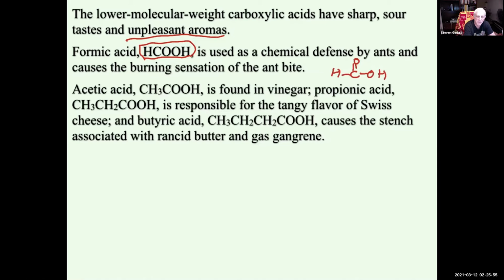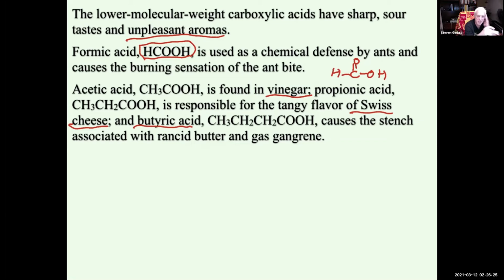Acetic acid. This is vinegar. It's found in vinegar. This is ethanoic acid, 2 carbons. Propanoic acid is 3 carbons. And that's that real tangy flavor you get with Swiss cheese, that smell you get sometimes with Swiss cheese. Butyric acid, which we just talked about, we inject into certain people to turn this gene on for the hemoglobin to release gamma chains and not the beta chain, so the people can live long, healthy lives.